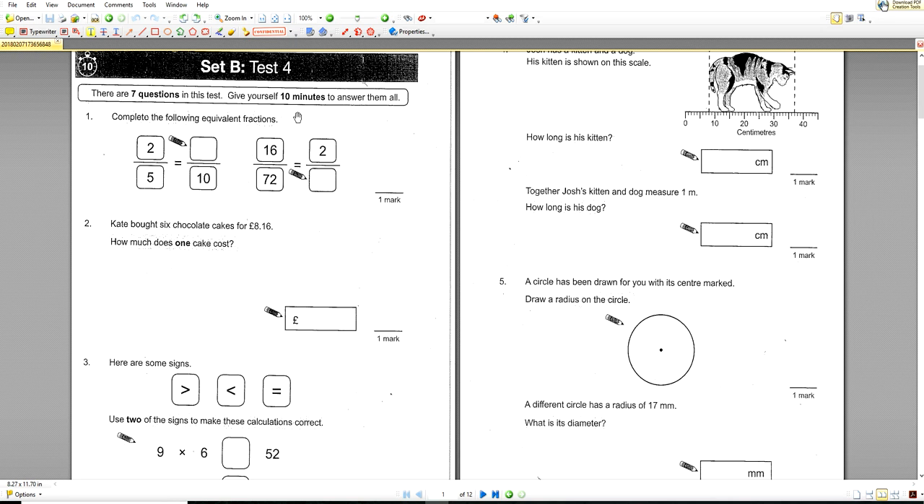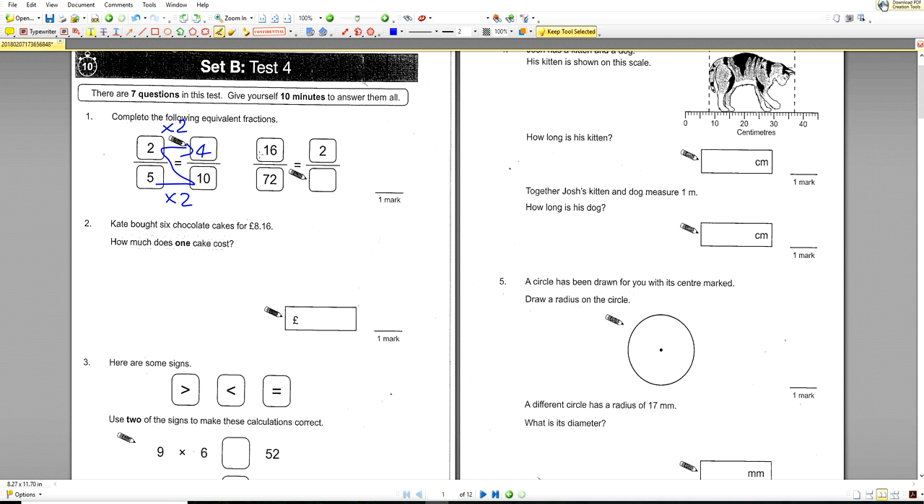Complete the following equivalent fractions. Let me hold my pen. So we look at the bottom here, the number 5 has become a 10, and it's become a 10 by doubling. So what we do to the bottom, we must do to the top. So we double the top. So 2 times by 2 is 4. So the first box should have a 4 in it.